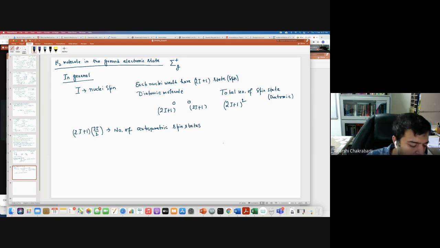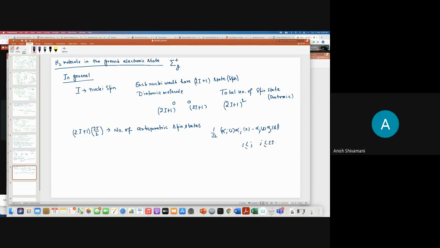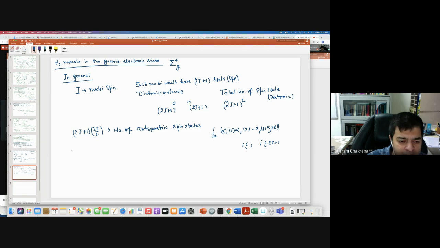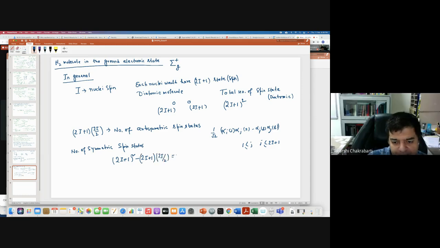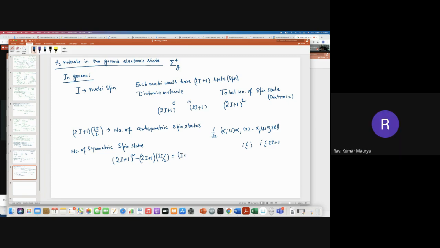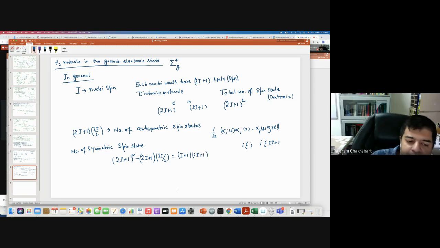Antisymmetric spin states mean that in general it is like this: alpha i 1, alpha j 2 minus alpha j 1, alpha i 2, with a factor of 1 by root over 2. This is the general statement, no? Is this clear? Yes, sir. So how many symmetric spin states are possible? It should be twice I plus 1 whole square minus that, and the answer is I plus 1 into 2I plus 1. This is the number of symmetric spin states.